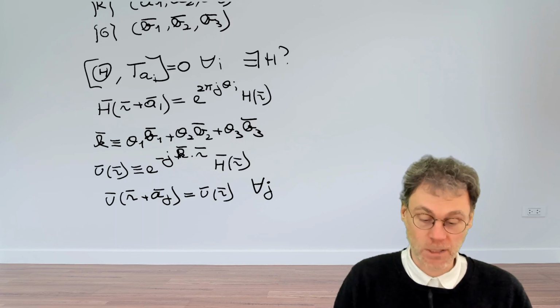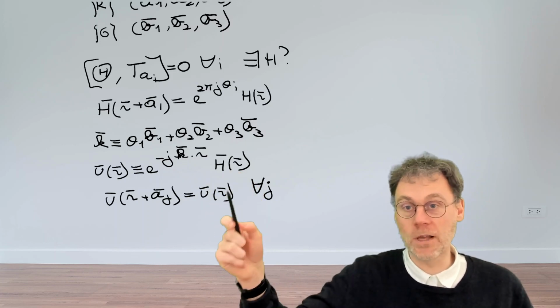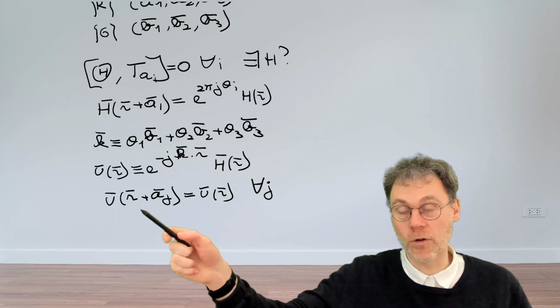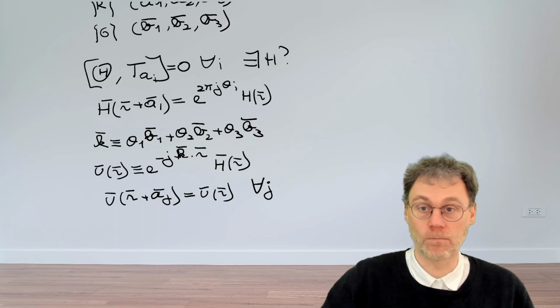Now comes the exercise proper, which is just pausing the video and seeing if, using all of these definitions, you can really show that this function u of r is periodic in all three directions. Good luck.